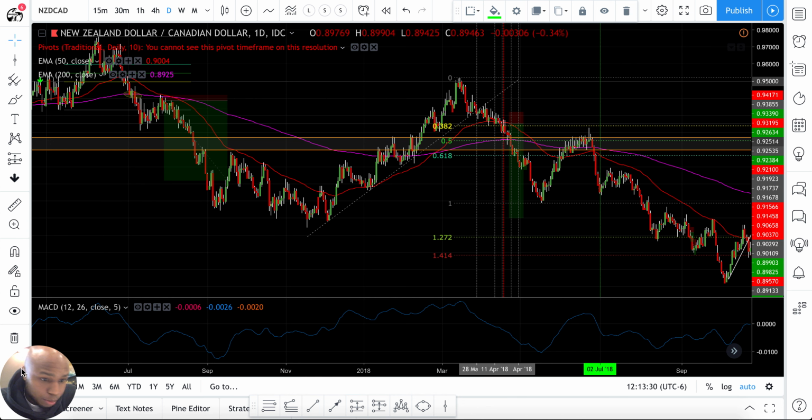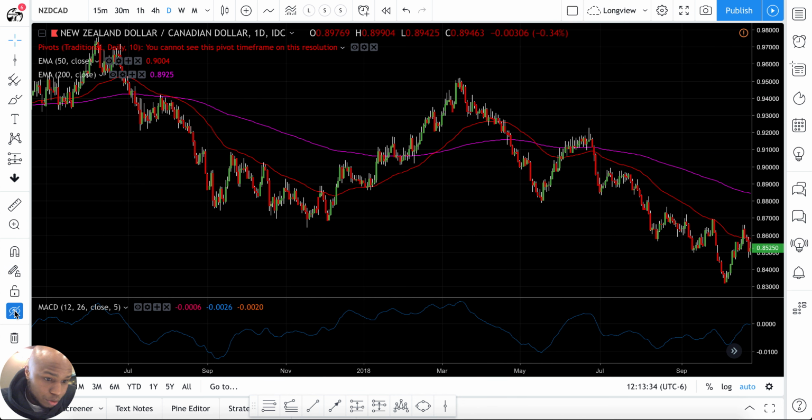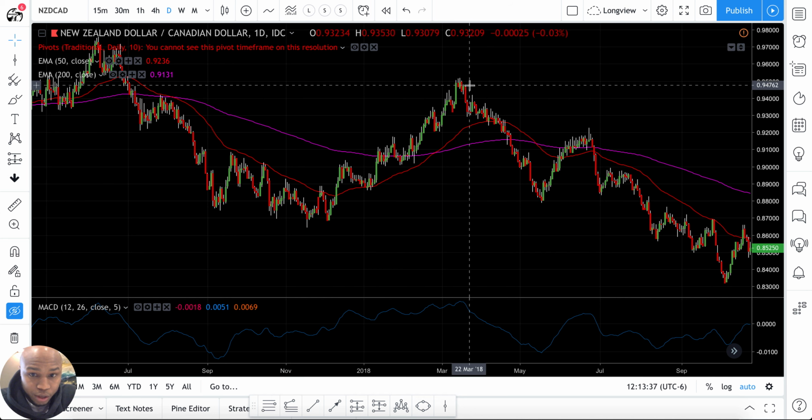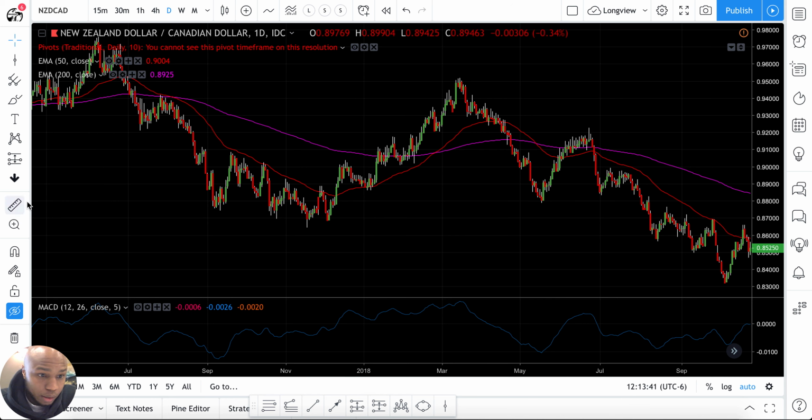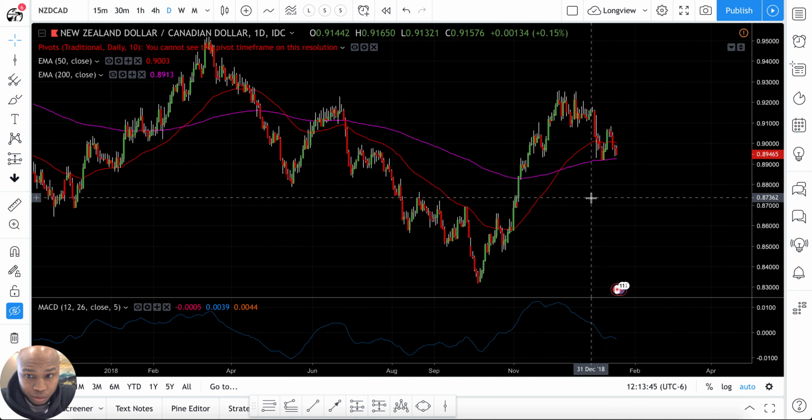If I turn that off and just look at the price action, you're going to see this is clearly a pyramid shape. I'm not going to draw that in. I want to make a short video.